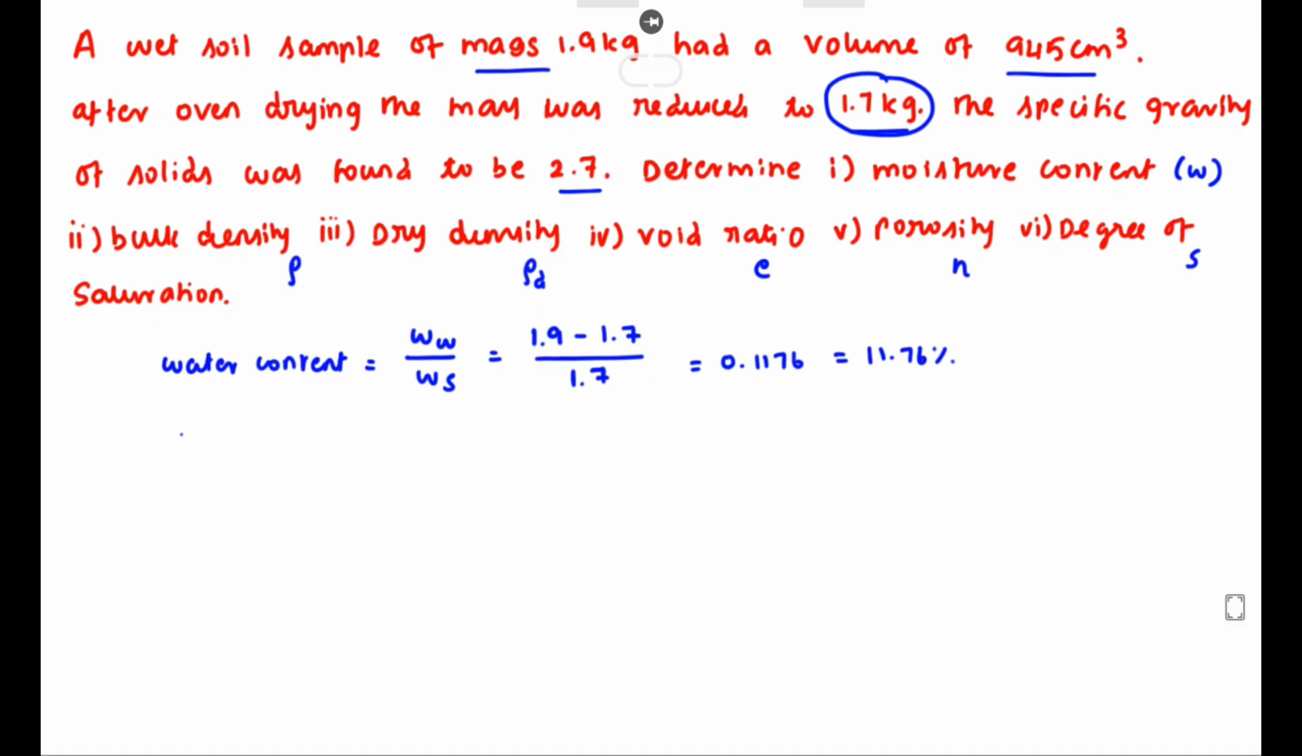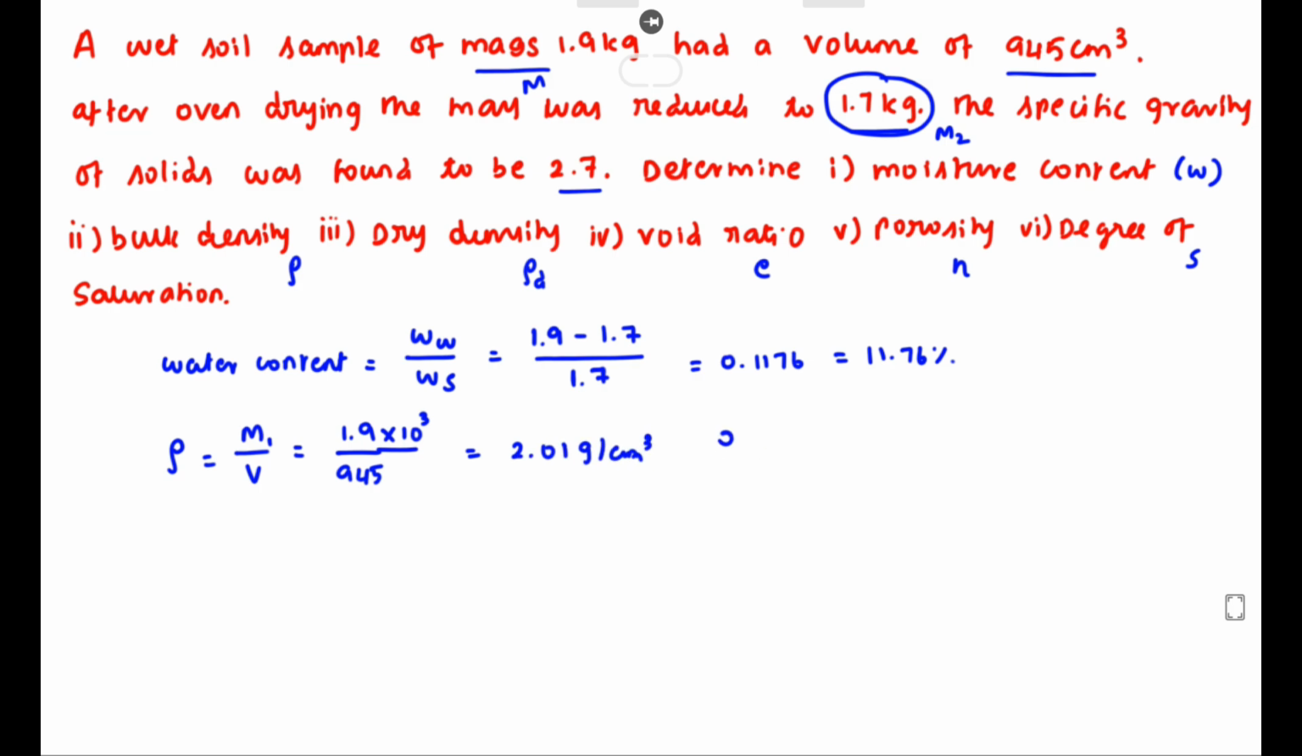So next thing is we can find out the bulk density. The bulk density rho is equal to wet weight by volume, that is mass by volume. The 1.9 kg is mass 1, and the 1.7 kg is mass 2. So now we take 1.9 kg divided by the volume, 945 cm³. Here it is in kg, so we take it as gram, 10 to the power 3 gram. So now we got the value of 2.01 gram per centimeter cube.